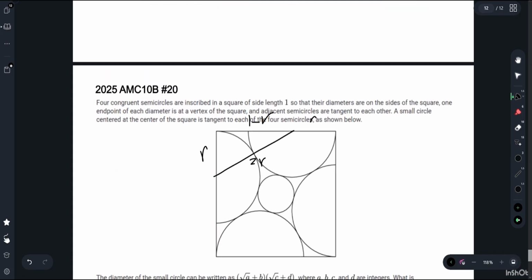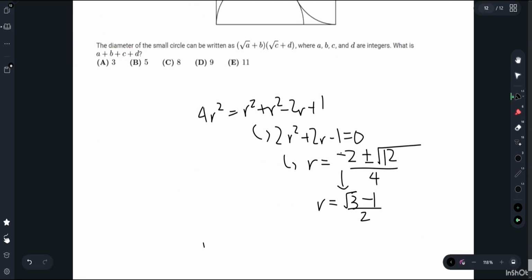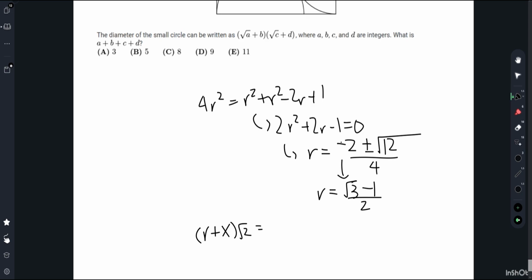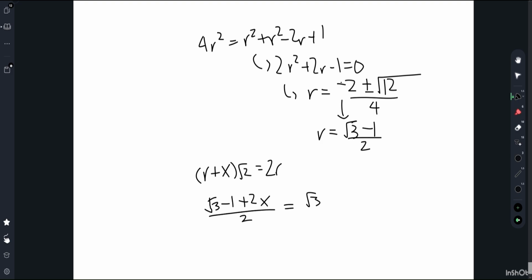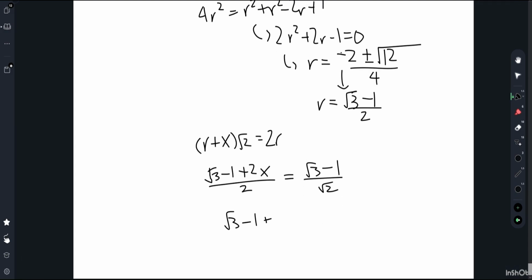So now, let's take a look at this triangle. If we set the small radius as x, this is r plus x, and this is r plus x. So from this, since it's an isosceles right triangle, we have that r plus x times root 2 is equal to 2r, or root 3 minus 1 plus 2x all over 2 is equal to root 3 minus 1 over root 2. Multiply 2 on both sides, we have root 3 minus 1 plus 2x is equal to root 6 minus root 2.